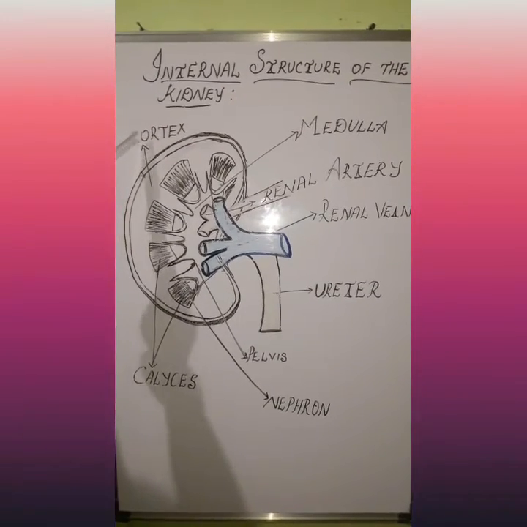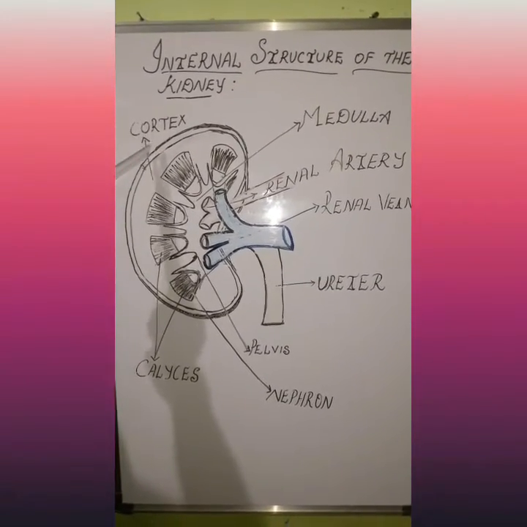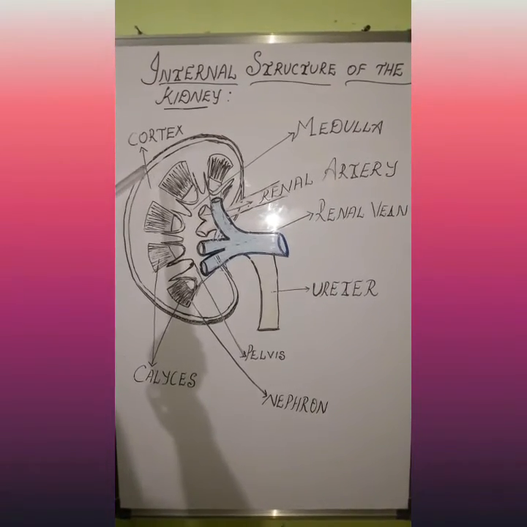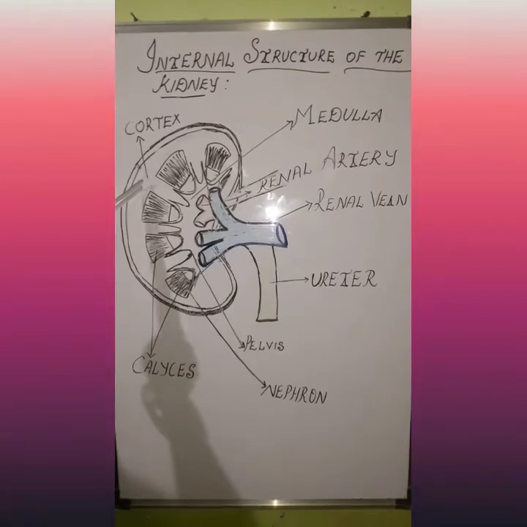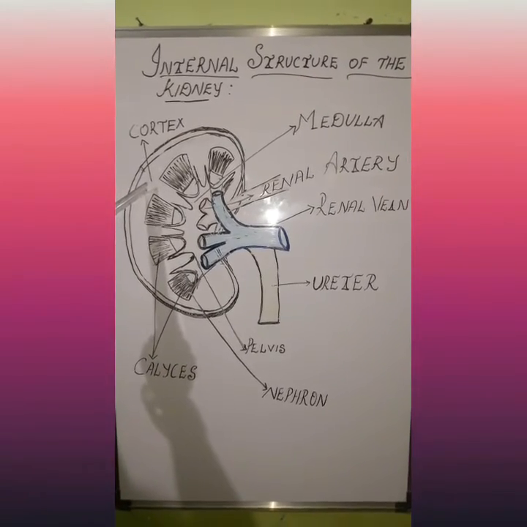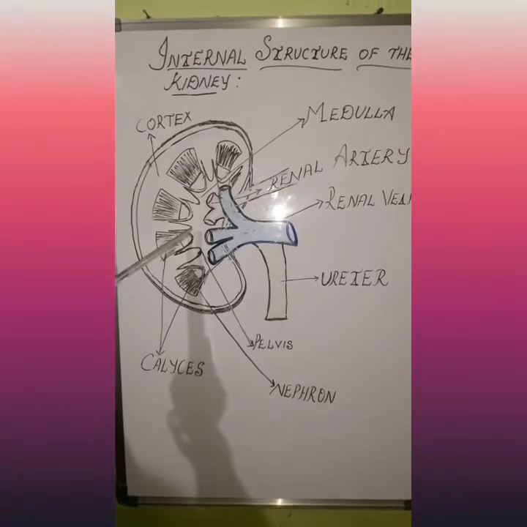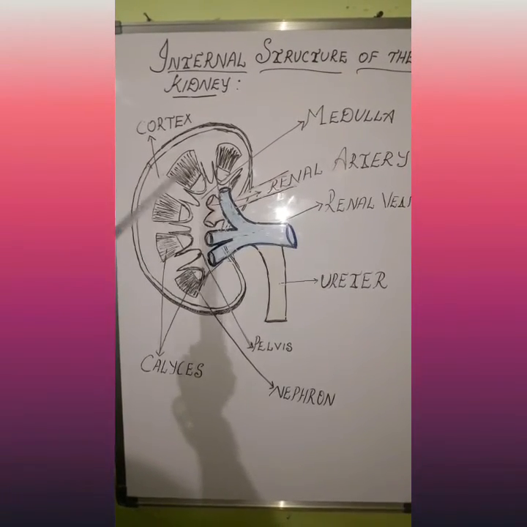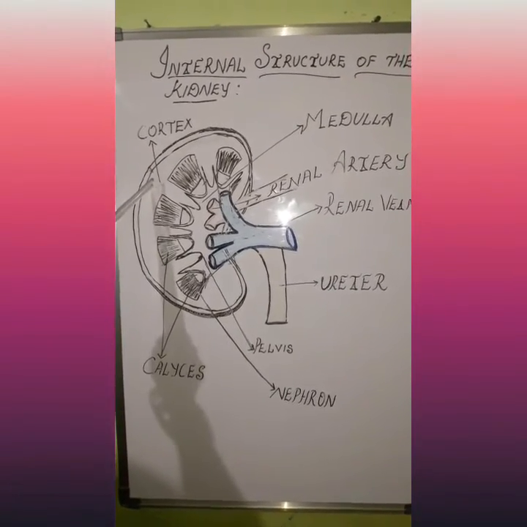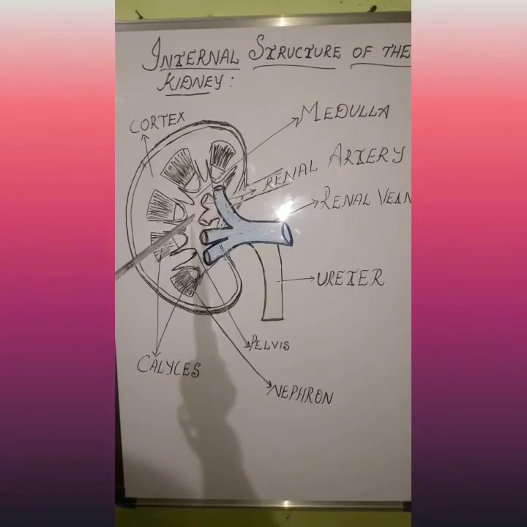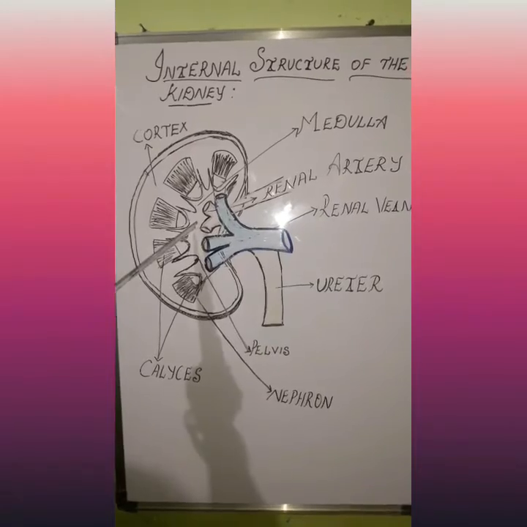When we observe the internal structure of the kidneys, it shows two distinct regions. We can see the dark outer zone called the cortex and the pale inner zone called the medulla.